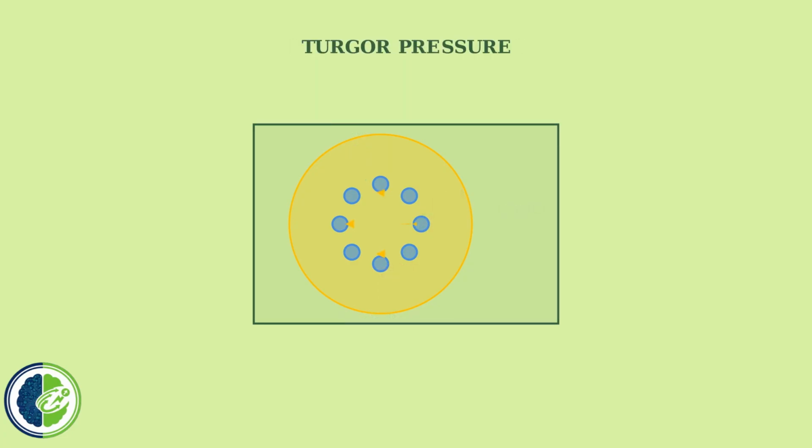One of the vacuole's most important functions is maintaining turgor pressure. When the vacuole is full of water, it pushes against the cell wall, creating internal pressure that keeps the plant cell firm and rigid. This turgor pressure is what keeps plants upright and prevents leaves from wilting. When plants don't get enough water, the vacuole shrinks, turgor pressure decreases, and the plant wilts.